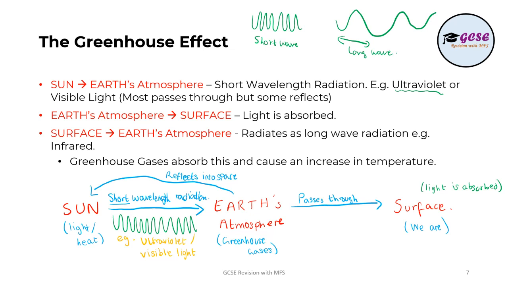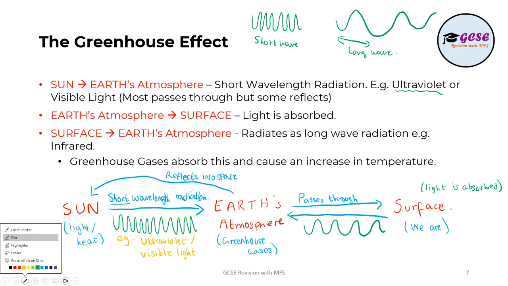And then the surface, after it absorbs the light, emits another radiation. As you can see, the wavelength of the incoming radiation was short. The surface emits long wave radiation back to the Earth's atmosphere. So the light is absorbed and then the Earth emits longer wave radiation back to the atmosphere. And you also need to know an example: infrared radiation.